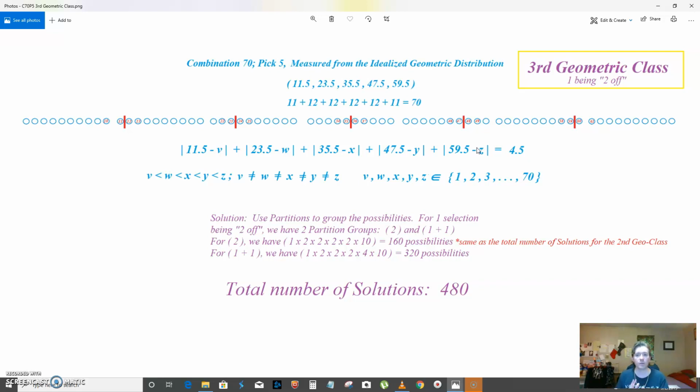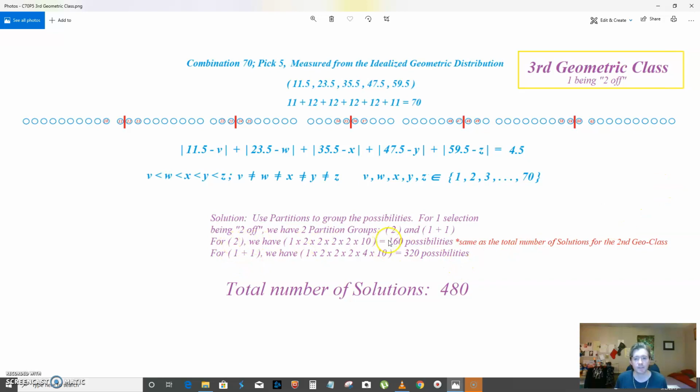So there's not a one-to-one correspondence between increasing the class size and what geometric class you will have allowed for it. Just by increasing from being on to being one off on either side, you're hitting elements in these 1, 2, 3, 4, 5, and 6 geometric classes. For the third geometric class, it's 1 being 2 off or 2 being 1 off. And that's a partition of 2. And you get 480 possibilities.